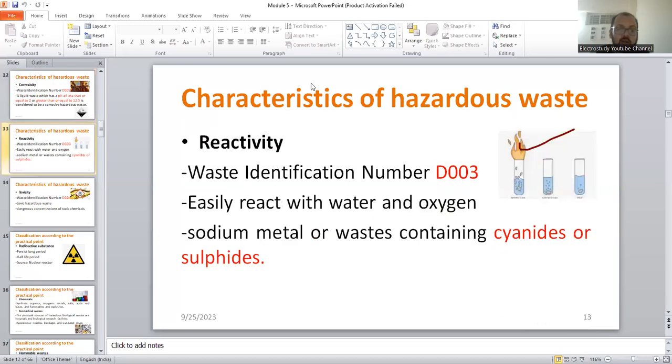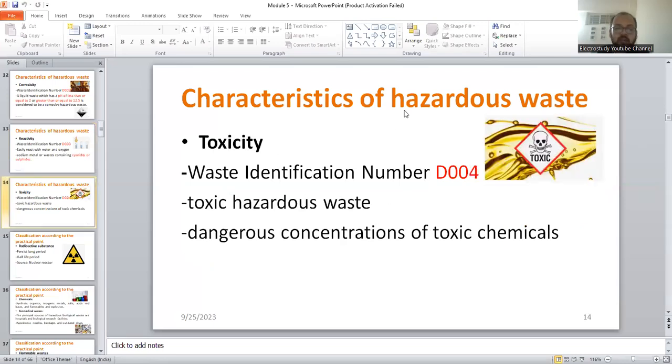Moving further, reactivity. Okay, reactivity. The waste identification number is D003. Some material is very reactive, like oxidation that will take place very fast. To prevent oxidation, we use painting. Some material, like sodium metal you might have heard about, is very reactive. Cyanide material is also very reactive. So the waste which has cyanide content, like sodium metal, will be highly reactive. That you have to consider. Reactivity, oxidation, you have to consider.